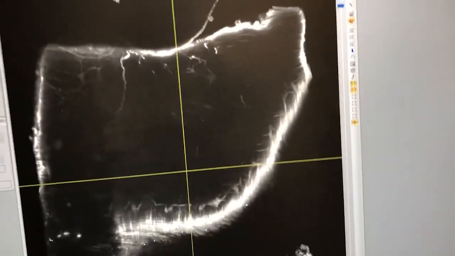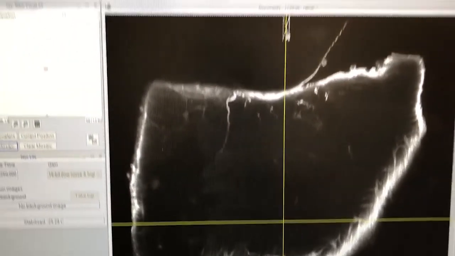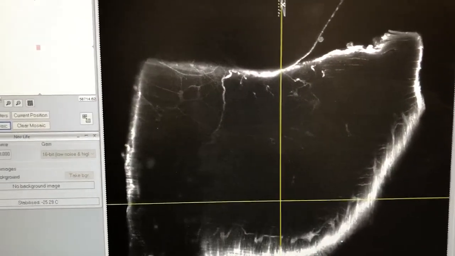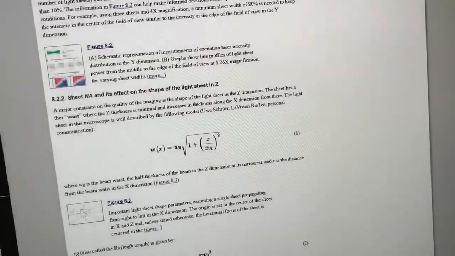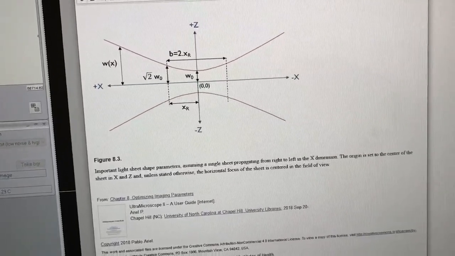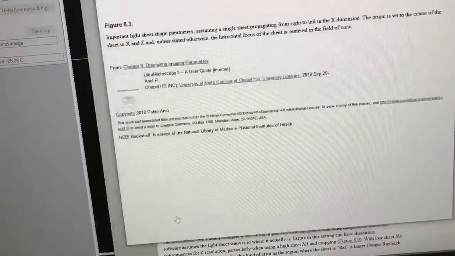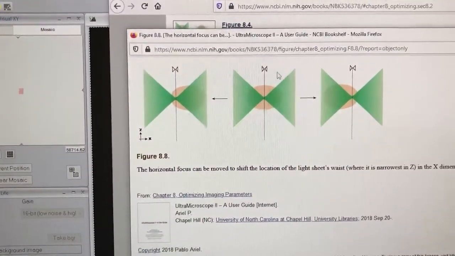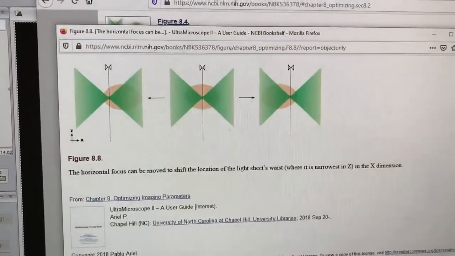So what are these effects of the sheet NA? Let's look at this a little bit more closely. You can see that right now this part seems pretty well in focus, but if I grab this and move it, I'm going to move where this waist is. I can move the position of that waist by moving a lens in the system from left to right, as is shown here. So you can see right now that's there. If I move it, the waist will be at a different location in the sample.